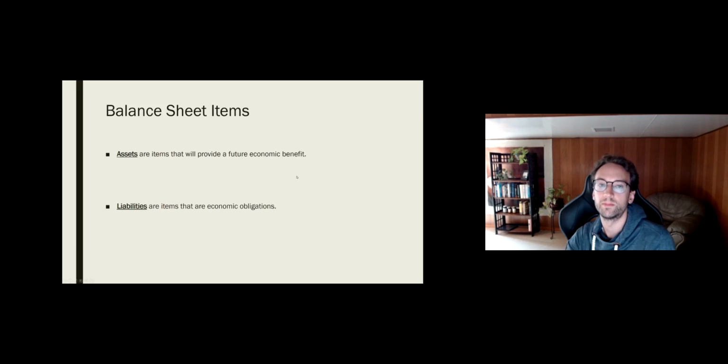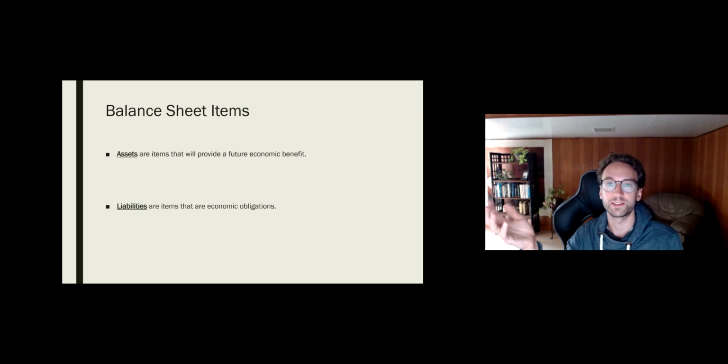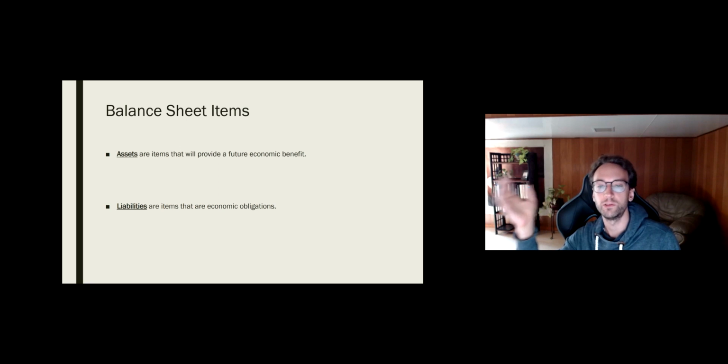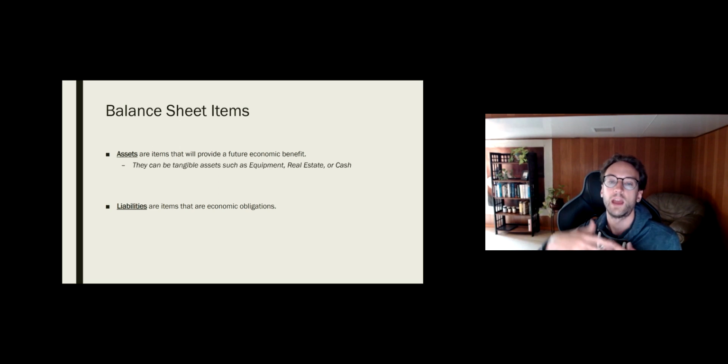Okay, so what are assets and liabilities? Assets are items that will provide an economic benefit to you in the future, where liabilities are economic obligations. So some examples. Assets can be tangible, real things that you can immediately use or dispose of. Equipment, vehicles, cash. Even if the cash is in a checking account, it's still considered a tangible asset. You can measure its value very precisely and move it as you see fit.